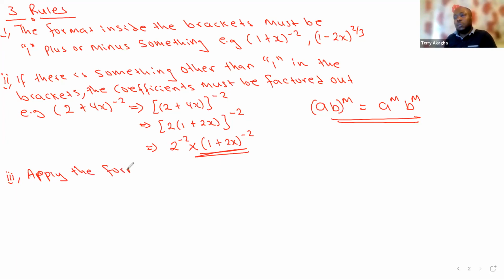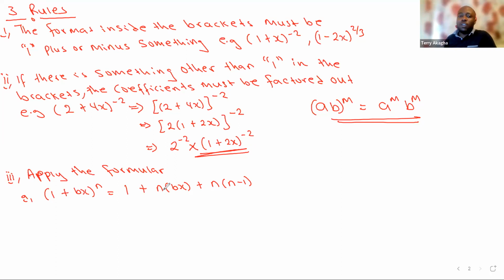So the formula is pretty easy, okay? If, for instance, you have the first bit of the formula, so is when you have the 1 plus bx raised to the power n. So bx is the x and b is the coefficient, okay? So that's what it gives. It's going to be 1 plus n bx plus, the next one is going to give you n minus 1, okay?